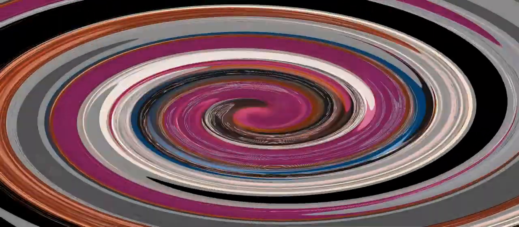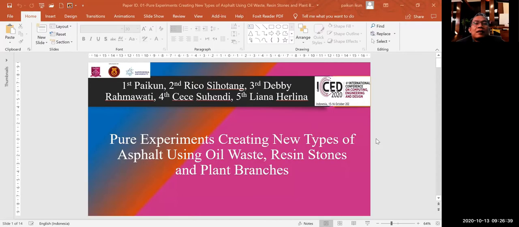In this session, I will present paper ID 1, entitled "The Experiment Creating a New Type of Asphalt Using Railways, Resin Stones, and Plant Branches." The authors of this paper are Paikun, Iko Siotan, Baby Rahmawati, Jeswendi, and Liana Herlina. Okay, that is the author of the paper and the title of the paper.